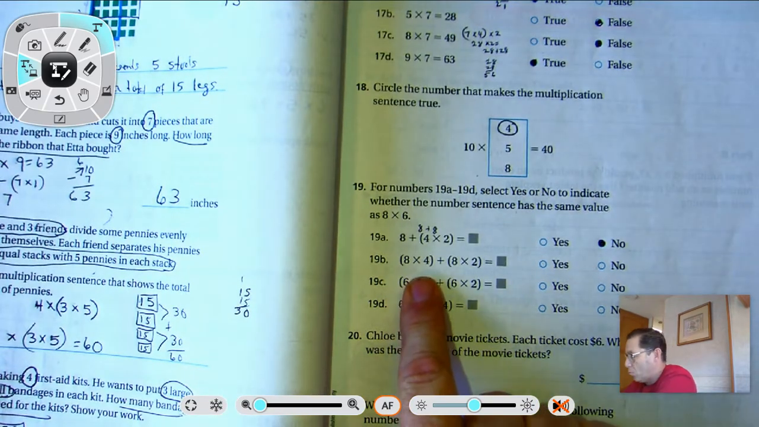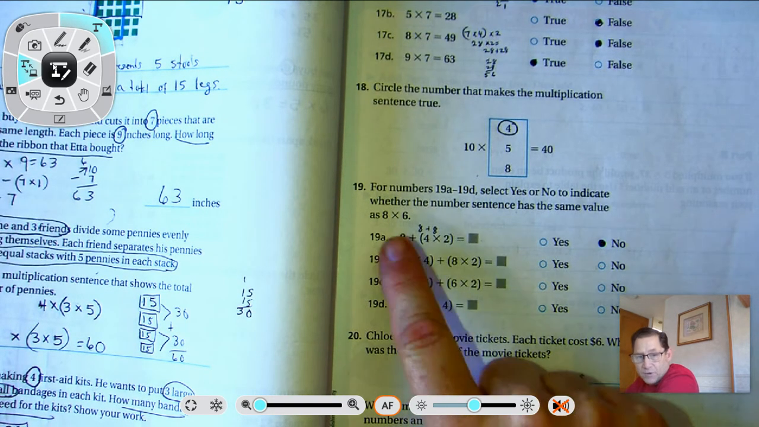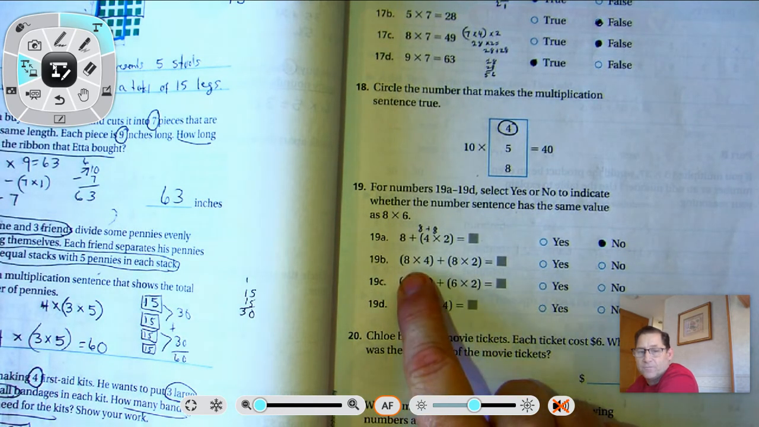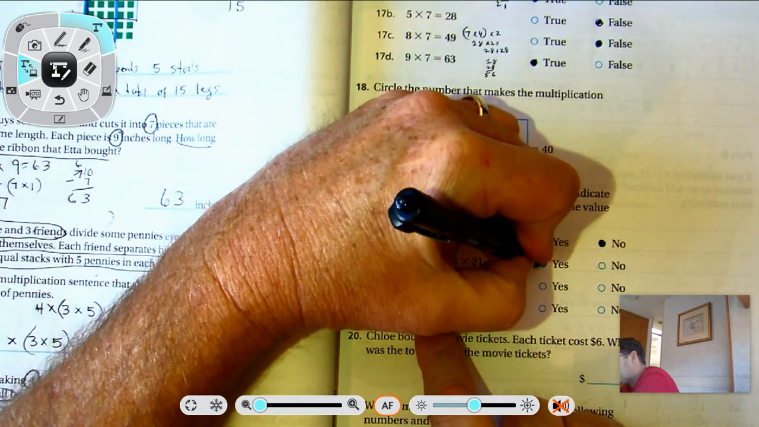8 times 4 plus 8 times 2. That would be the same because all they did was break the 6 up into 2 smaller numbers. 4 and 2 equals 6. Okay, so that's true.